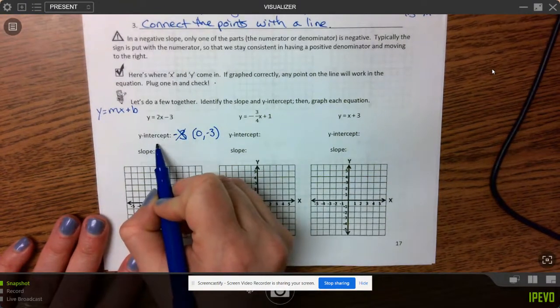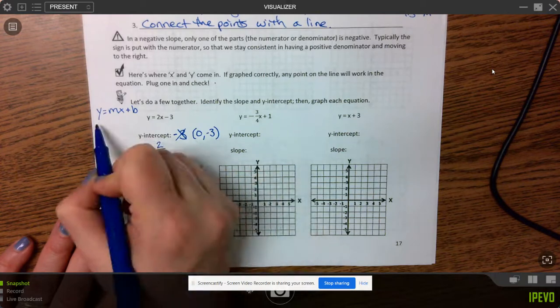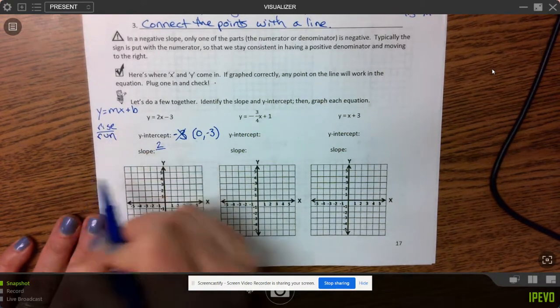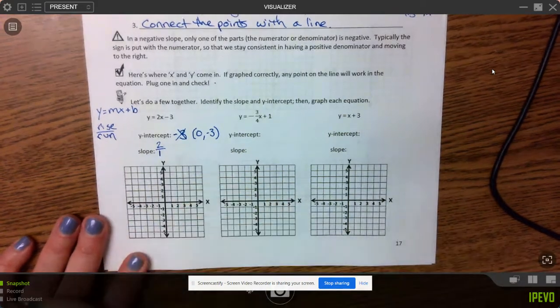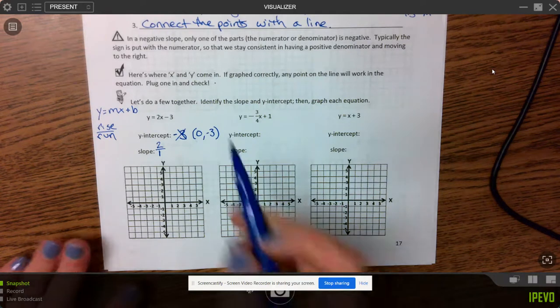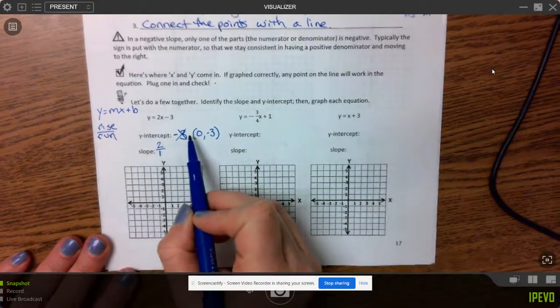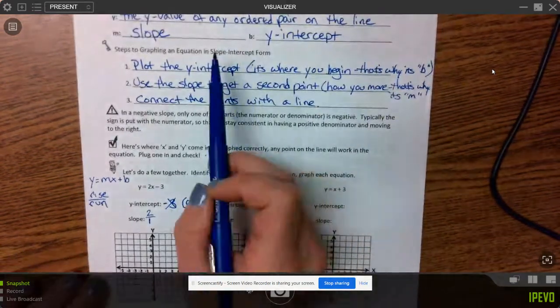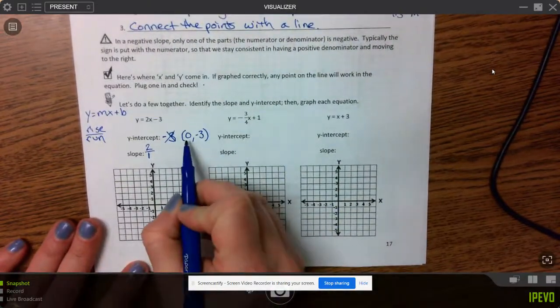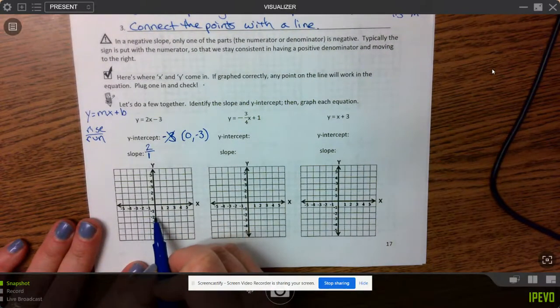So our slope, we don't just say 2 because remember our slope is rise over run. So we want to put our run on there. When we have a whole number listed as our slope, we know that it's a fraction. What goes under the whole number is a 1 when we turn our whole number into a fraction. So here we have our y-intercept. Our first step is to plot that y-intercept where we begin. So we're at 0, negative 3.